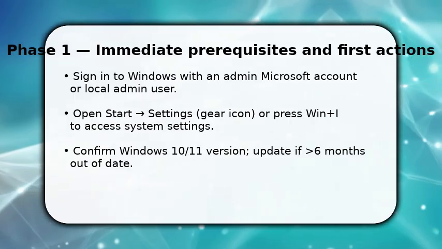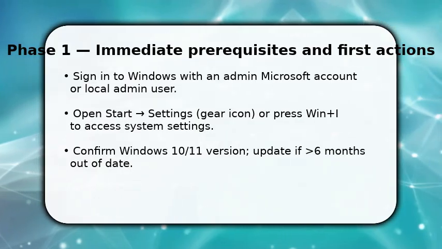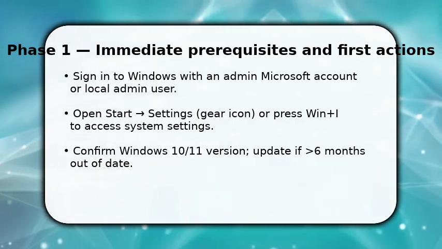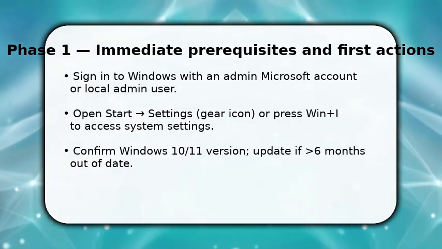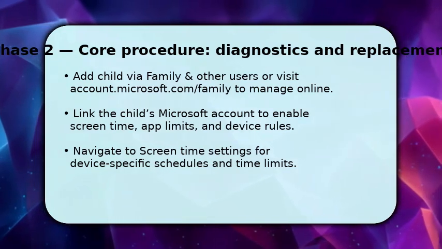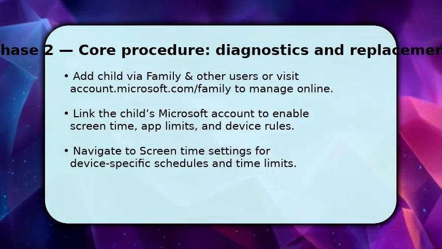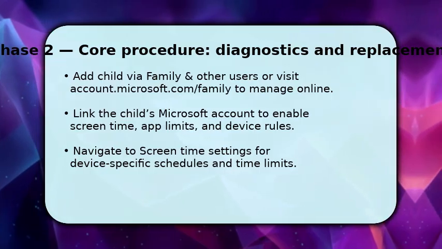Next, choose Accounts, then Family and Other Users, because you need to add or select the child account you will manage. Now proceed to add a child if it doesn't exist, so you can apply screen time controls. Once the child account is linked, use the Family Settings page to find screen time controls. You can do this in Settings or at your family Microsoft account online.